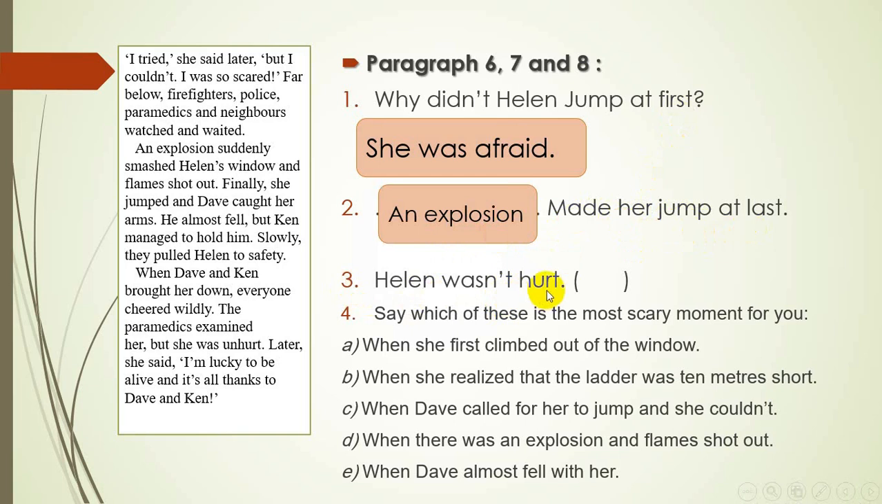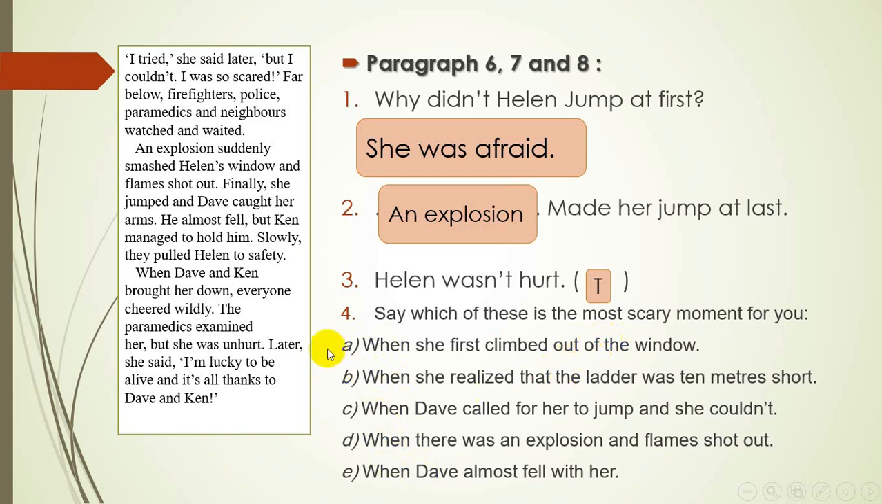Number 3. Helen wasn't hurt. Is it true or false? أي لم تكن مؤذية. لم تكن مصابة. Of course it's true. إذن wasn't hurt هي نفسها unhurt. Number 4. Say which of these is the most scary moment for you. أي من هذه اللحظات كانت الأكثر إرعابا أو تخويفا بالنسبة لك من وجهة نظرك أنت لو كنت أنت مكانها.